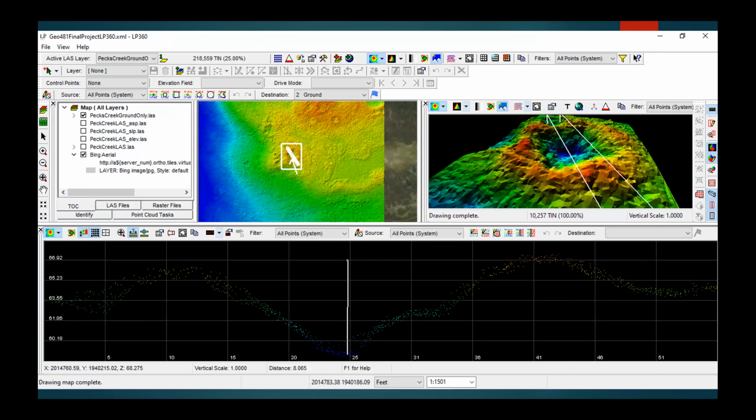This is in LP360, and this is an archaeological site feature, and I just wanted to show you. You can see this berm, and you can see the sink that I'm trying to find in the bottom there.